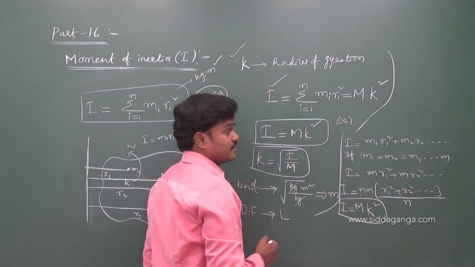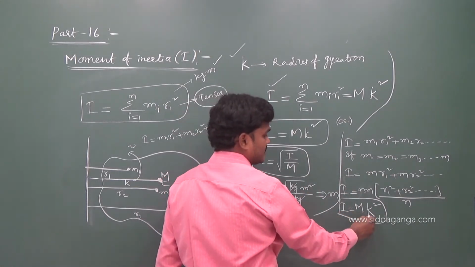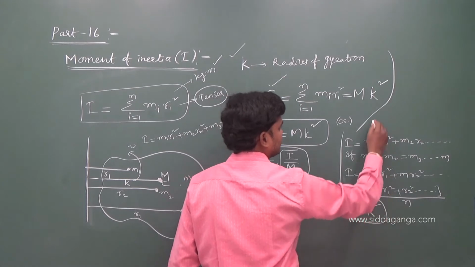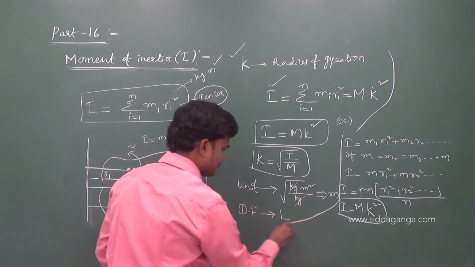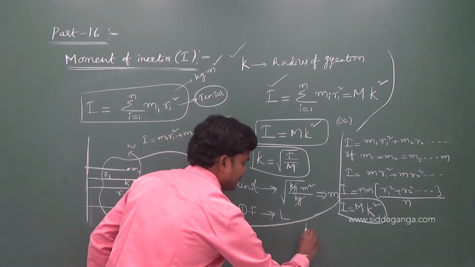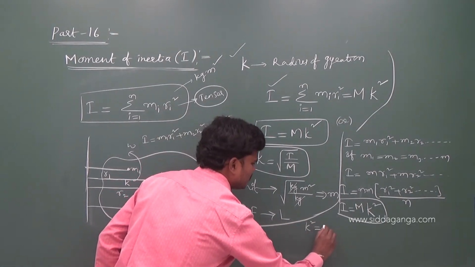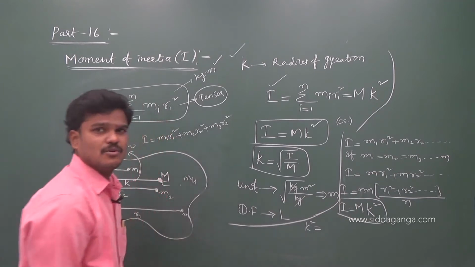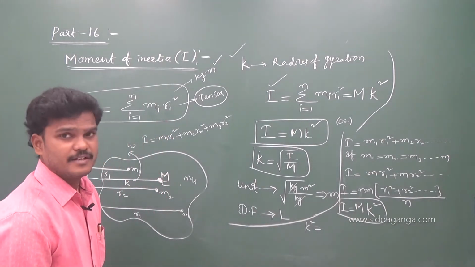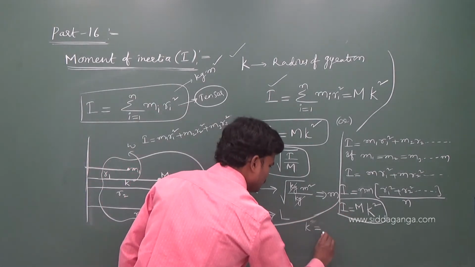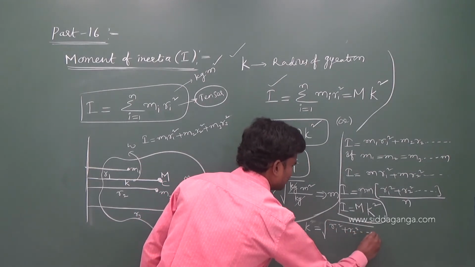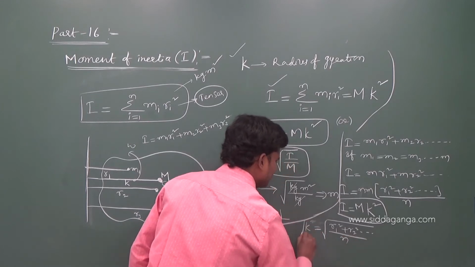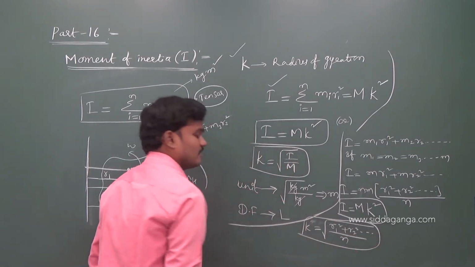So another equation for k, what is this k square? K square is replaced by this. Let me write it down. K square is equal to what? r1 square plus r2 square and so on, divided by n. K is equal to root of r1 square plus r2 square and so on, by n. See, this is also another equation.